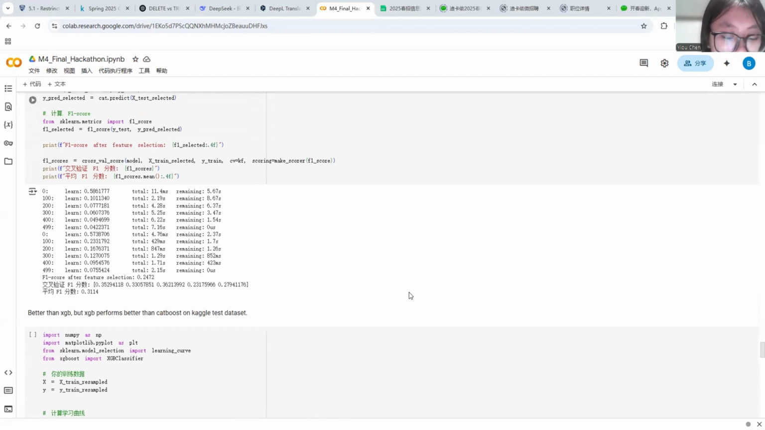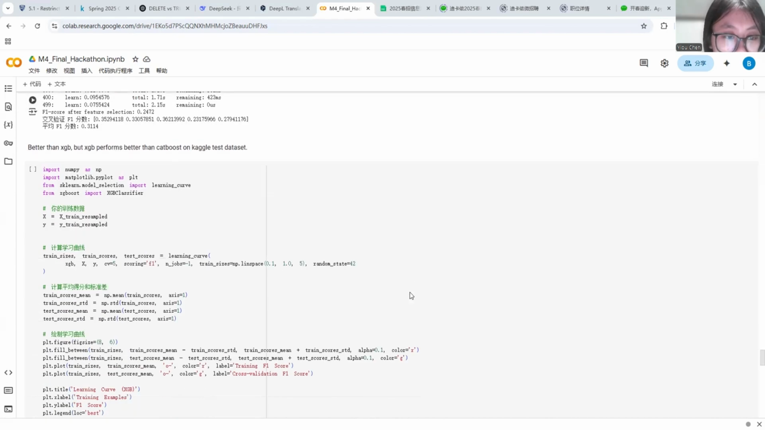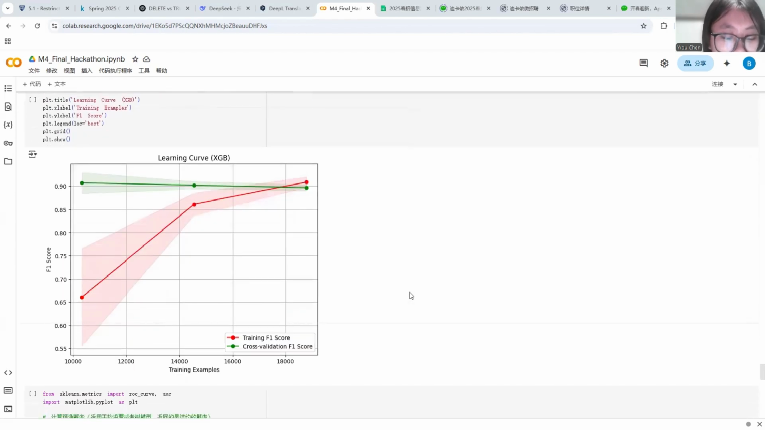For model validation and fit assessment, as we mentioned, we use stratified K-fold cross-validation to ensure stable performance assessment and mitigate data leakage. Through the learning curve of XGBoost, we find that the model initially suffered from underfitting, which was addressed by increasing training samples and adjusting hyperparameters.